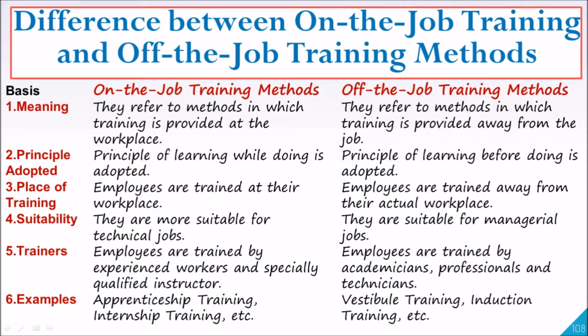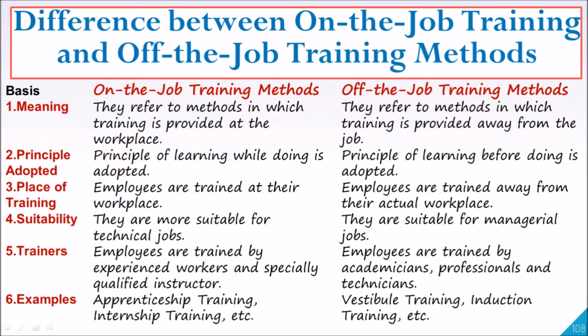The second base is principle adopted. So under the on the job training method, what kind of principle is adopted? Already I explained to you, learning while doing. Means the employee is doing the job as well as learning. Both things are going on simultaneously. But under off the job training methods, the principle adopted is learning before doing. So while the candidate is getting training, he is only learning. He is not performing any activity. Okay, so that is the difference.